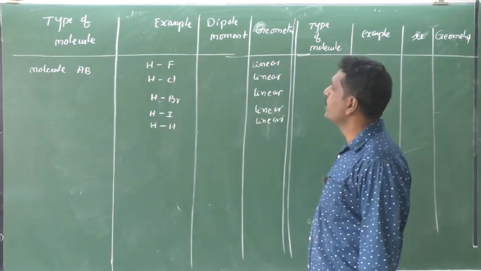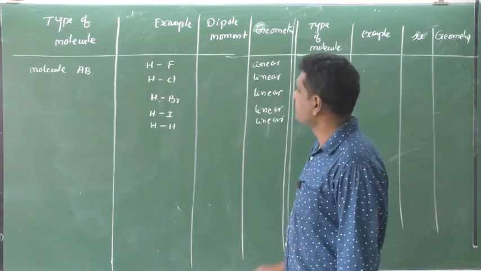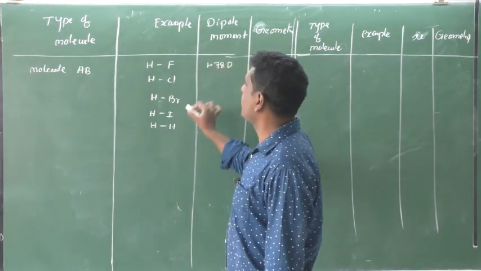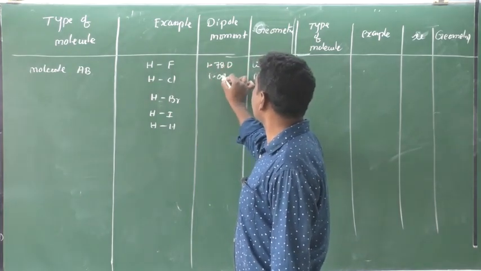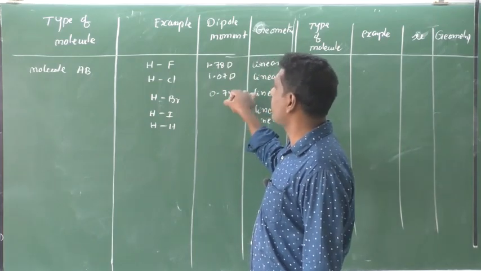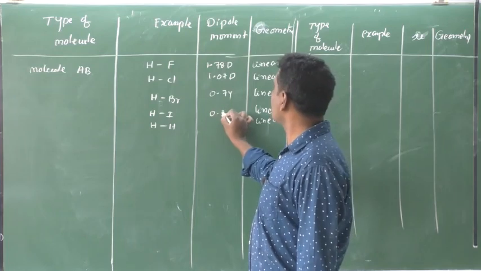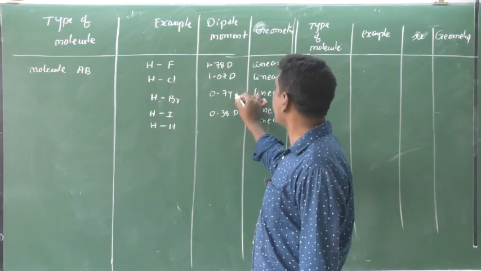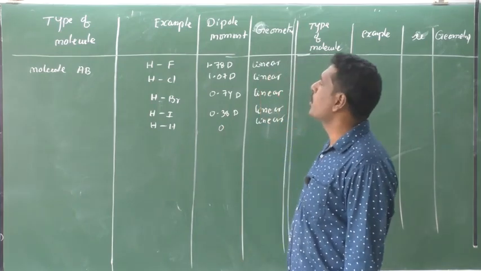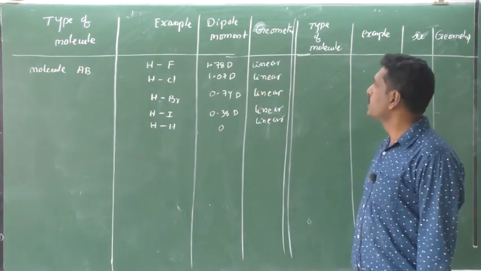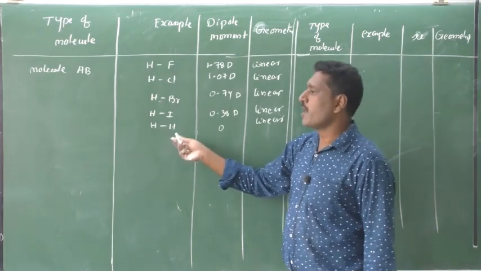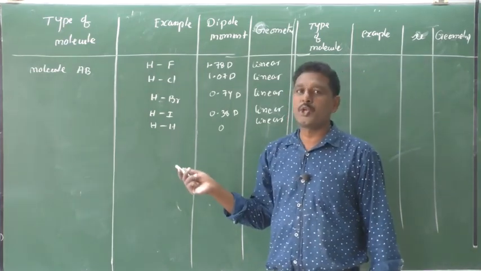For these, the dipole moment is 1.78 debye, this is 1.07 debye, this is 0.74 debye, and this is 0.08 debye. But for the hydrogen molecule it is 0 because it is a non-polar molecule.